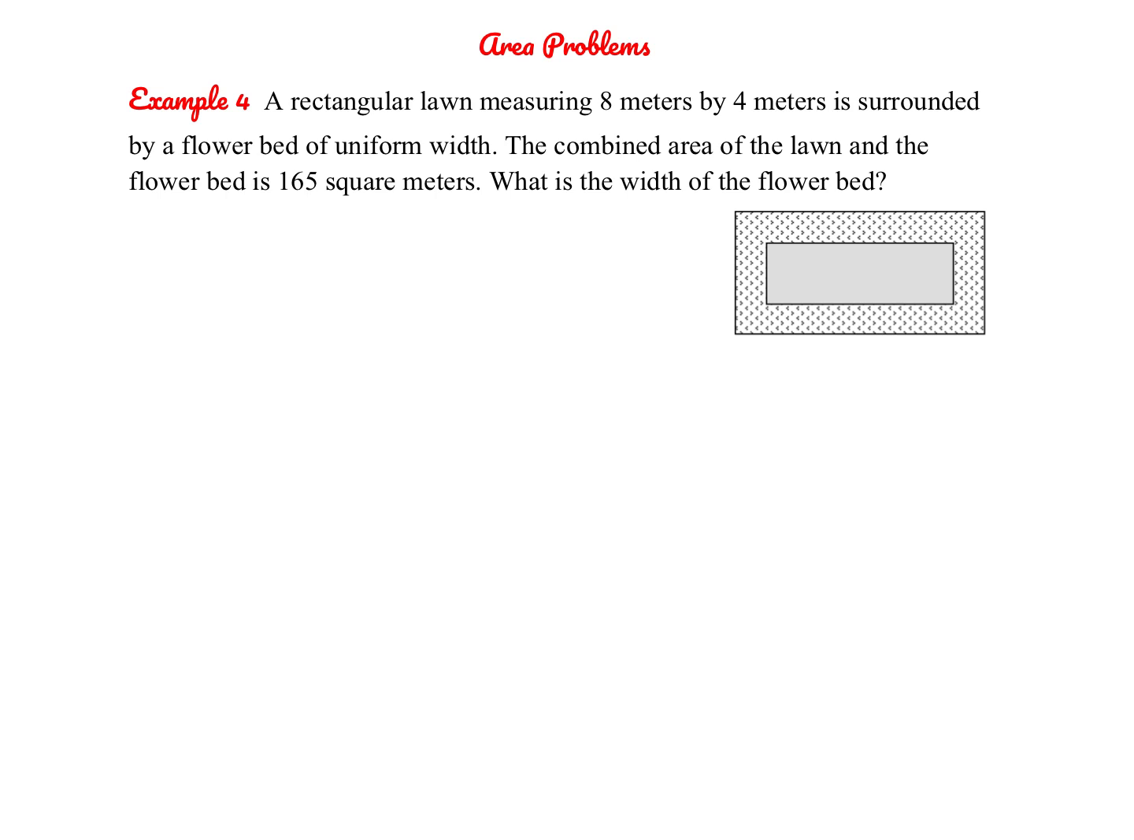Okay, the last type of problems we're going to be working with, I call them area problems. So let's give this one a try together. This says a rectangular lawn measuring 8 meters by 4 meters is surrounded by a flower bed of uniform width. So you can see here's the lawn, and then around it is that flower bed that has a uniform width. The combined area of the lawn and the flower bed is 165 square meters. What is the width of the flower bed?